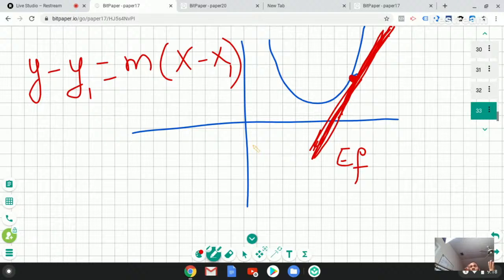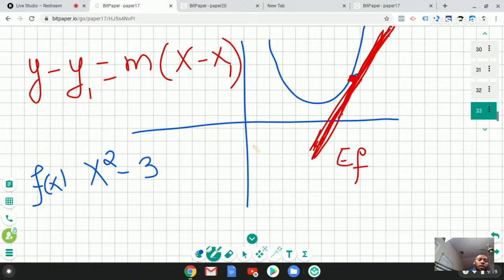So all we need is the function, and the point at which we need the equation of the line, and then we'll find the equation of the line. Normally when they give you the problem, they give you a function. Let me go in blue and write this function for you. Let's say we have the function f of x is equal to x squared minus 3.